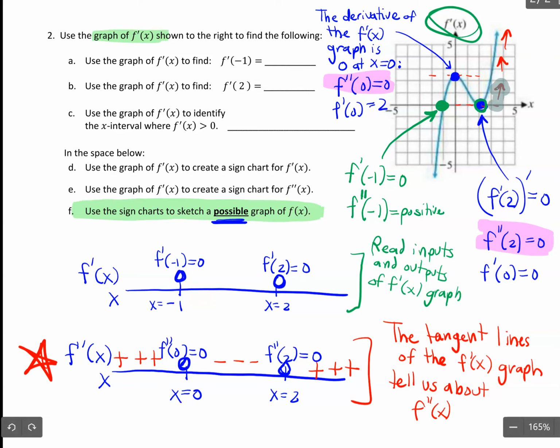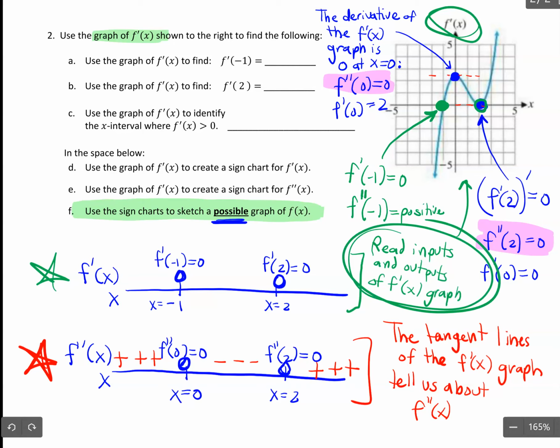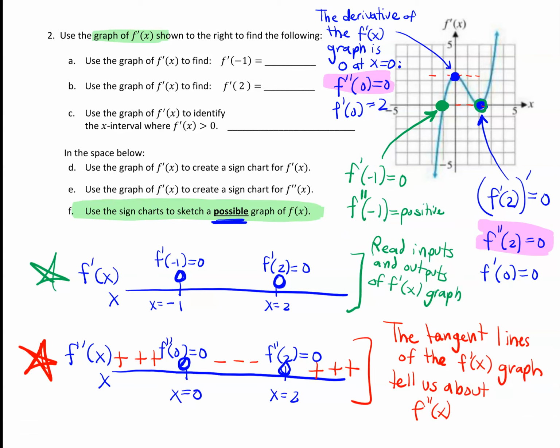Okay, now for the f prime sign chart, I'm just going to read the inputs and outputs of the f prime graph. Are those outputs positive or negative? Let's see. So we've already established where the outputs are 0. At -1, the output was 0, and at +2, the output was 0. Okay, so let's just pick a test point.